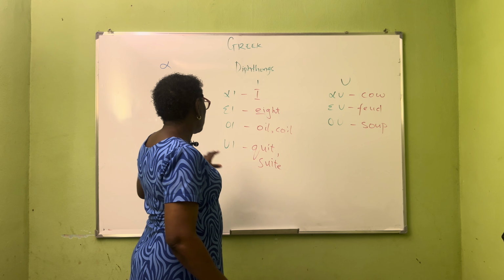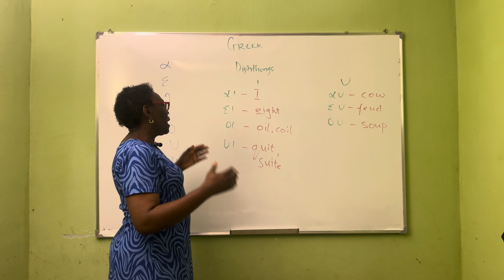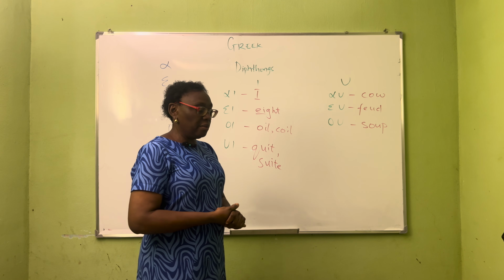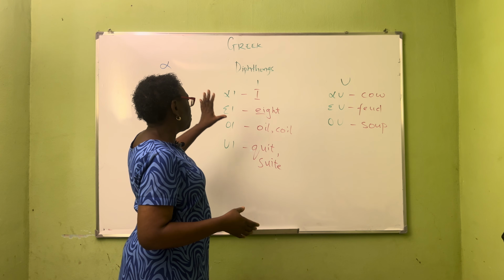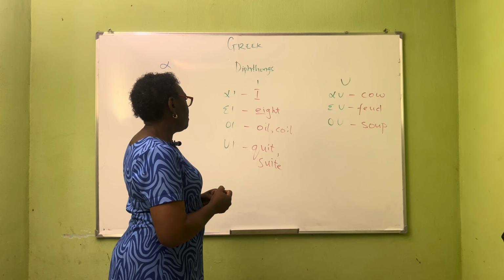So in addition to the individual vowels, we also have these diphthongs. And these are part of, as I said, what we find in the Greek. So we need to note them. We need to know how to pronounce them. Very, very important.